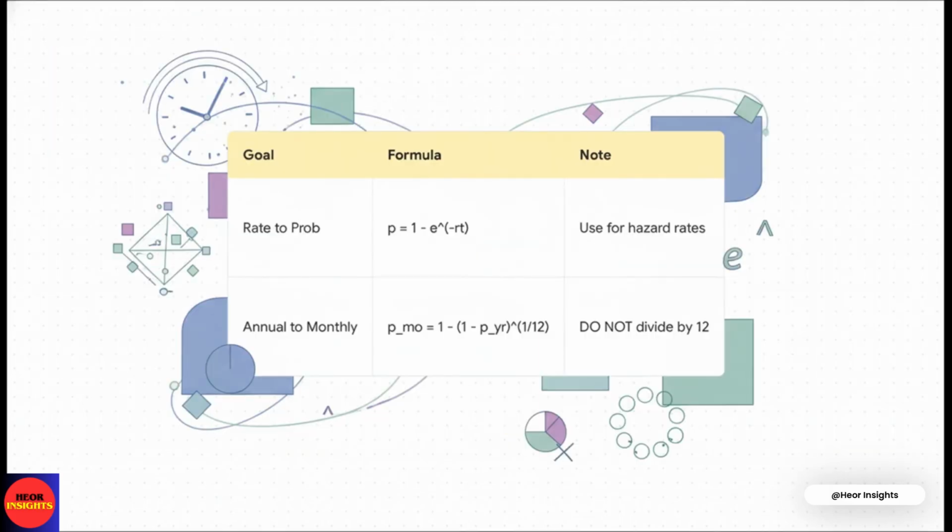So we often need to convert between these values, and there are 2 formulas you absolutely have to know. To turn a rate into a probability, you use the formula p equals 1 minus e to the power of negative rt. To correctly adjust a probability for a different cycle length, say from an annual one to a monthly one, use this formula here. A really common mistake is to just divide the annual probability by 12. Don't do it. It's mathematically wrong and will cause you to overestimate the risk.